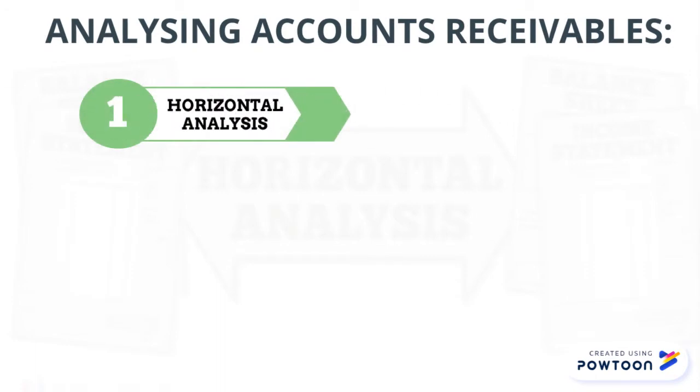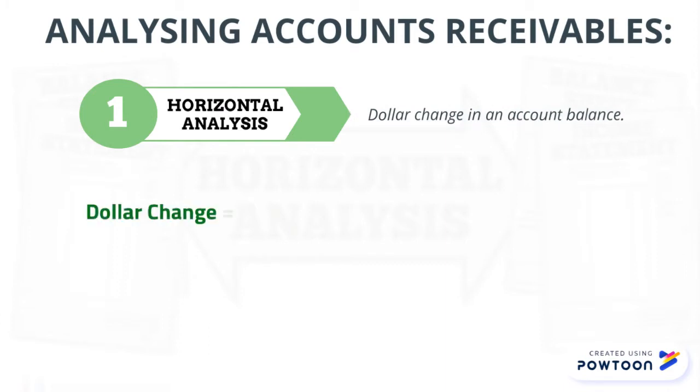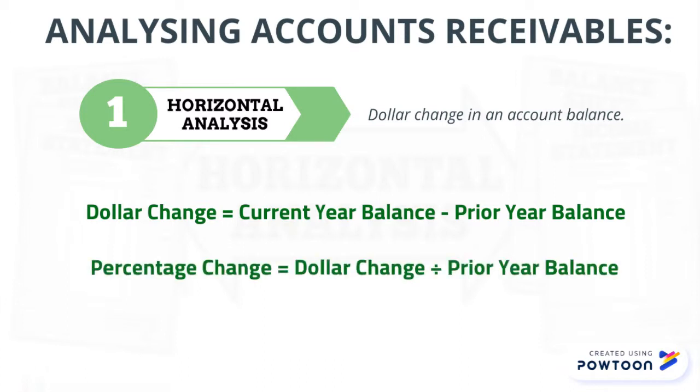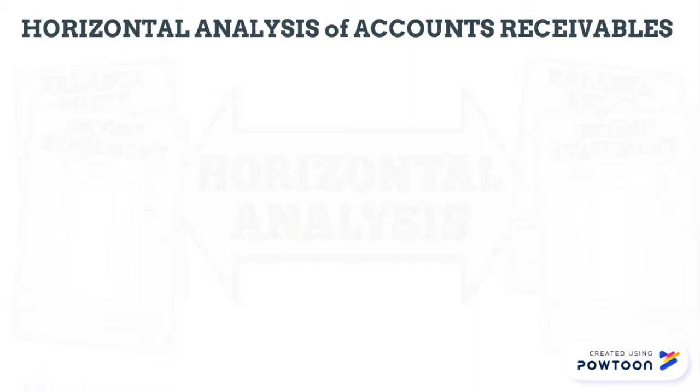Horizontal analysis refers to analysing a company's account balance over time and calculates the dollar change in an account balance, which is defined as the current year balance minus the prior year balance. In order to determine the percentage change in account balance, the dollar change is then divided by the prior year balance. Horizontal analysis is very useful in identifying promising or troubling trends in a company.